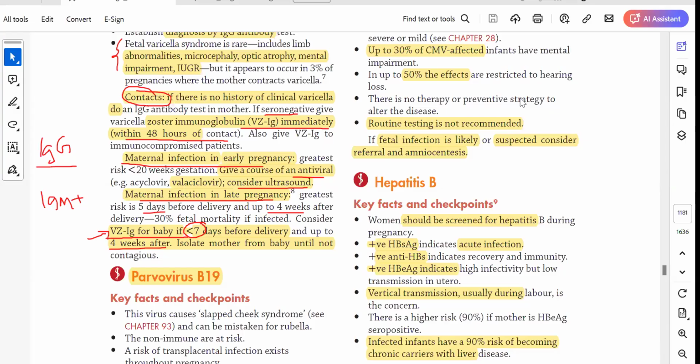Which one to repeat, Dr. Faisal? Can you specify?